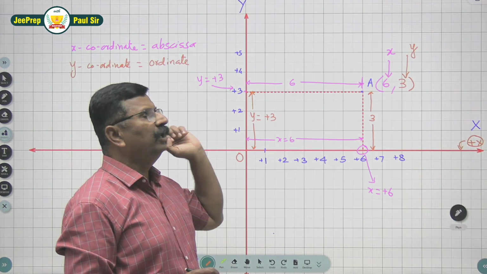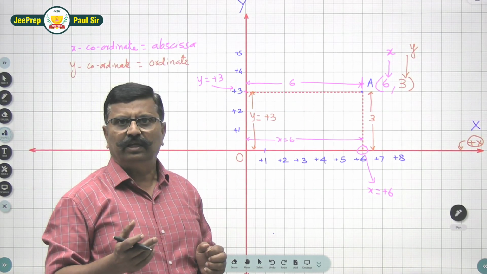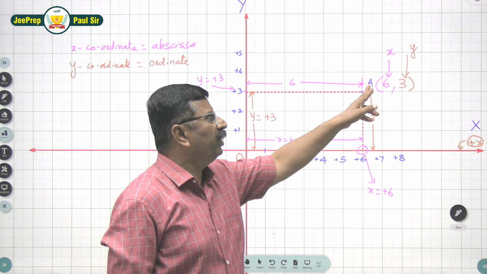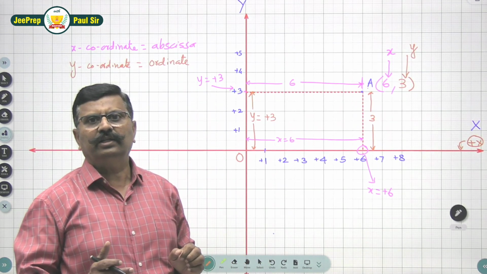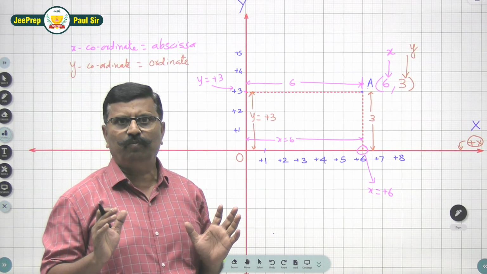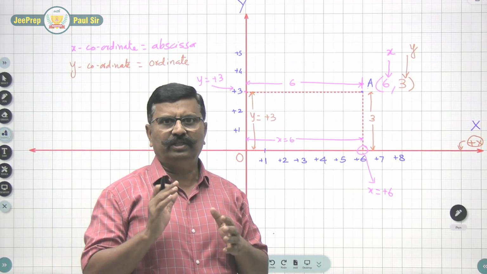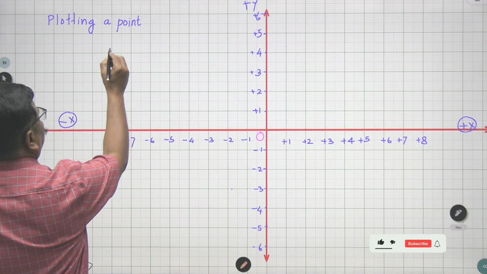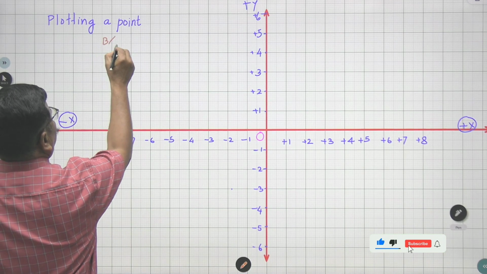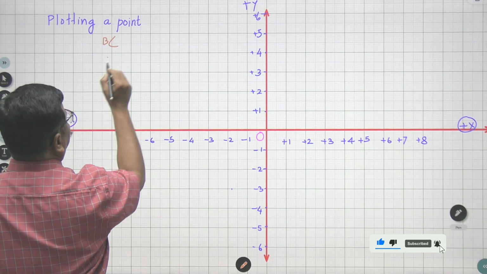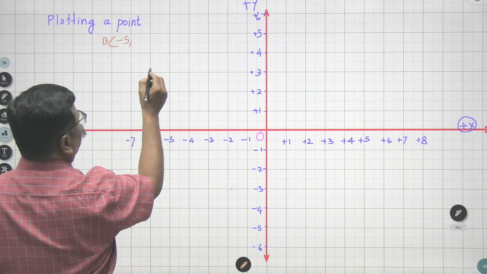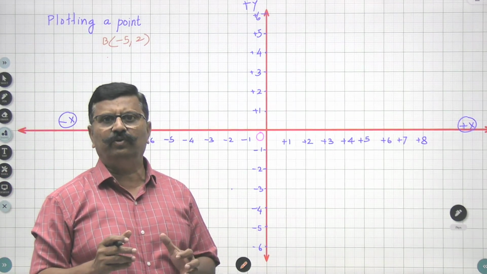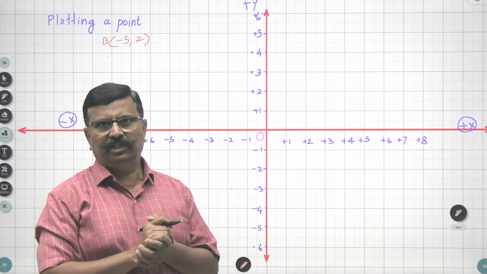Here in this example, the perpendicular has met at 3, y equal to 3. So the y coordinate is 3. Hence, the coordinates of point A are 6, 3. Now suppose we are given the coordinates of a point. Say point B, whose x coordinate is minus 5, while the y coordinate is 2. That means the coordinates of point B are minus 5, 2. Then how to plot this point?